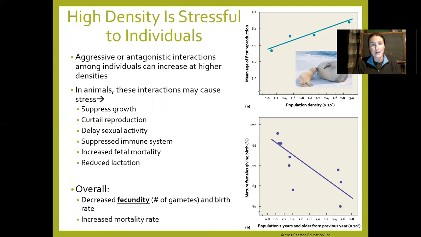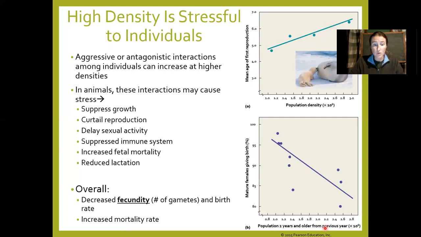Increased fetal mortality, right? If you're around so many others and you are competing for resources, these offspring might not be born as healthy as they otherwise would, and so there'd be a higher mortality rate, and reduced lactation again because of malnutrition. This image from your book shows that as population density increases, from low population to high population, that's actually going to increase the mean age of first reproduction. In other words, if there are more seals in the population, they are much more densely packed, and it's going to take the seals longer to have their first pup.